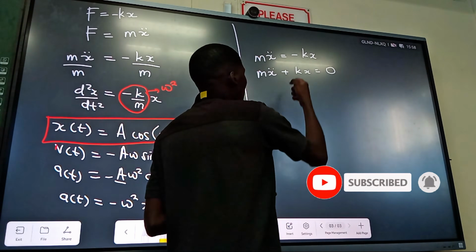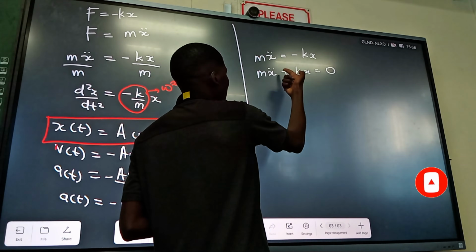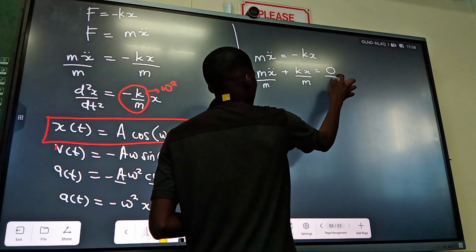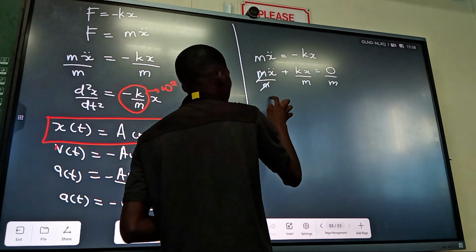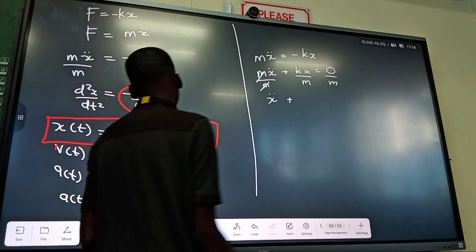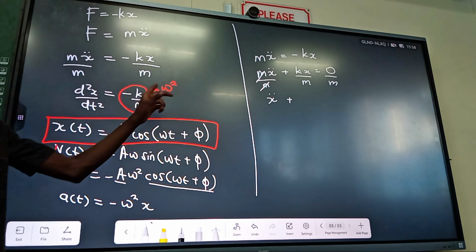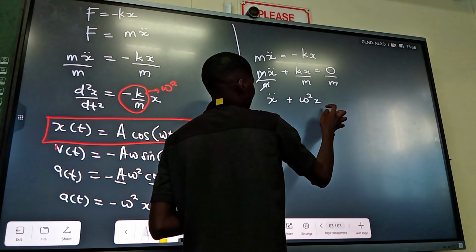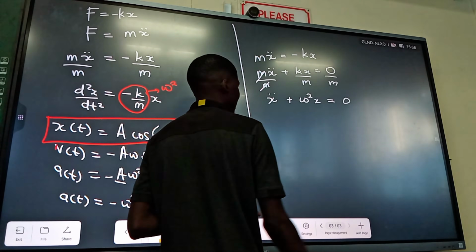So here, basically, we've got mx double dot. If we divide all sides by m, we're going to remain with acceleration plus k over m, which is omega squared. So we can just say this is plus omega squared times x equals 0.